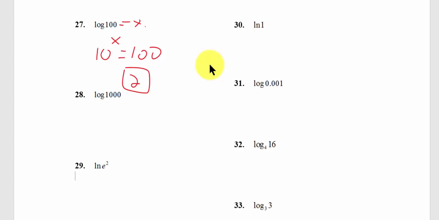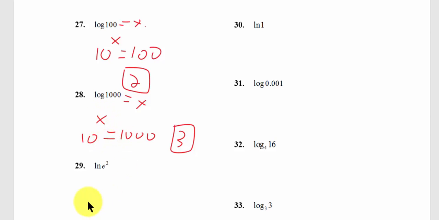When I look at 28, we'll say this is equal to x. So we have 10 raised to the x equals 1,000. Well, what value of x would make this true? Well, 10 times 10 is 100, 100 times 10 is 1,000. So it'd have to be 3, right? 10 cubed equals 1,000.